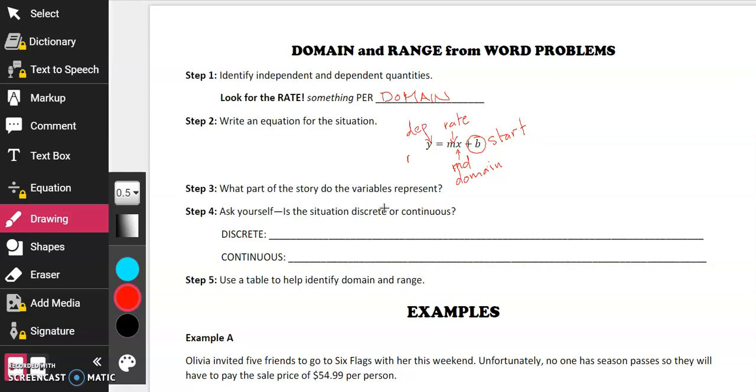But remember, y values are the range, right? Domain is x, range is y. So if I can write the equation, that's another way I can identify domain and range. We're going to identify what the variables are. You have to know discrete versus continuous. Discrete means only certain values count.